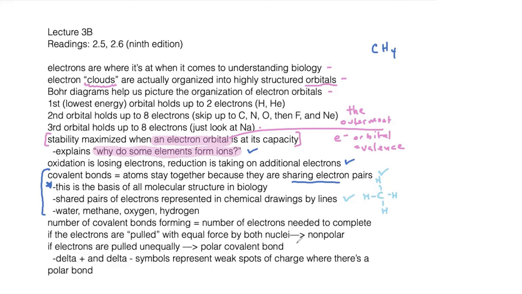And you can actually identify these pretty easily. The polar covalent bonds that we care about are between O and H, and between N and H, because oxygen and nitrogen both pull on the electrons that they share with hydrogens more strongly than the hydrogen does, which gives rise to always a delta minus on the oxygen side or the nitrogen side and a delta plus on the hydrogen side. Okay? And the deltas are represented by the Greek letter symbols, and these are very weak spots of charge.